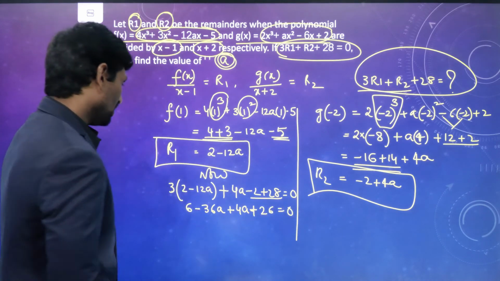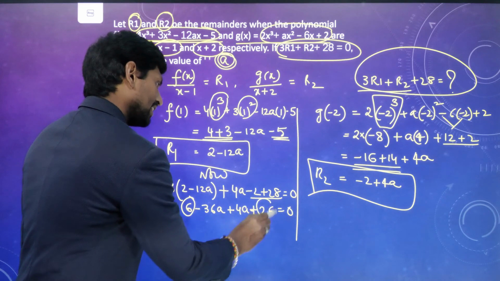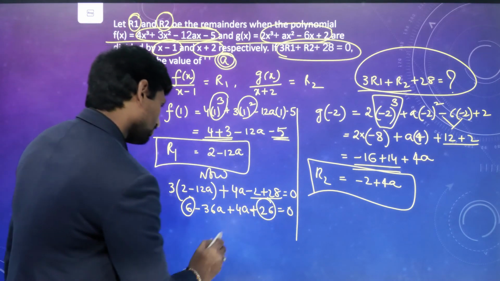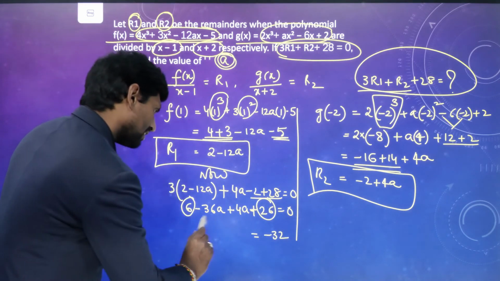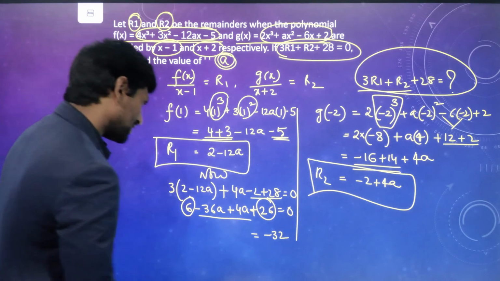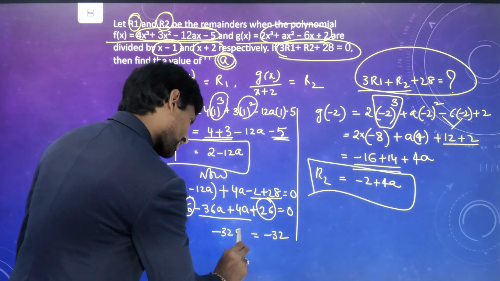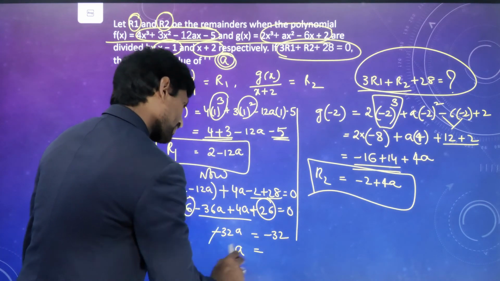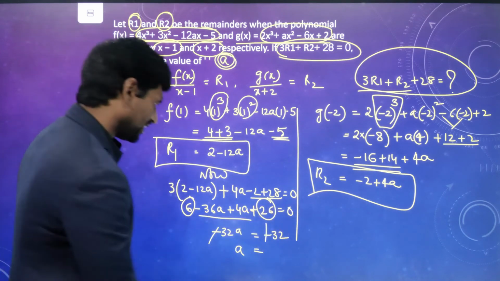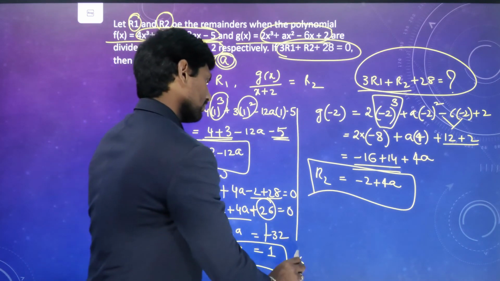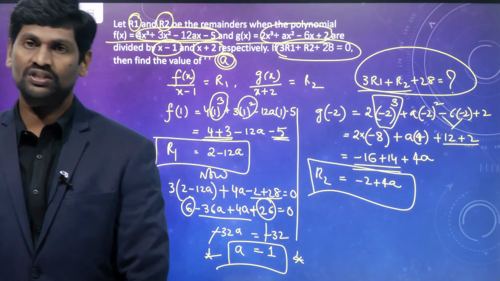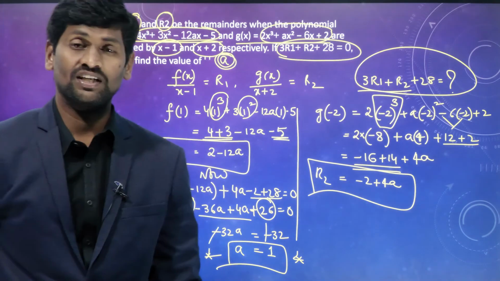Opposite symbols now, now the numbers. 6 plus 26 is 32. Transpose that side, minus 32. Minus 36a plus 4a is minus 32a. I want the a value. Minus minus cancel on both sides. 32 by 32, the answer is 1. Very, very important problem. Check by using the remainder theorem.